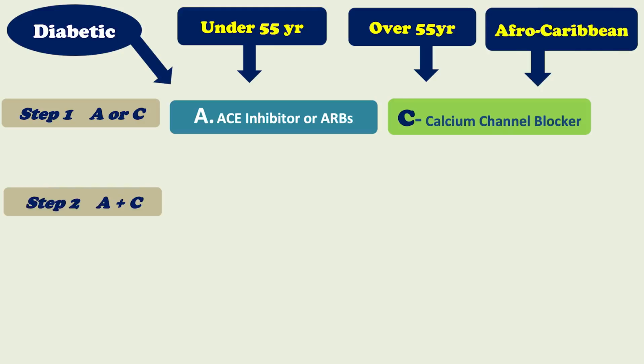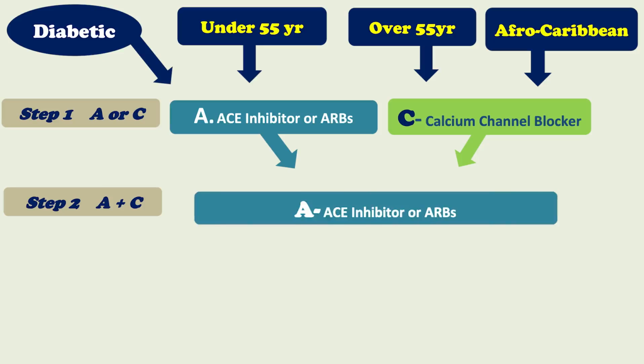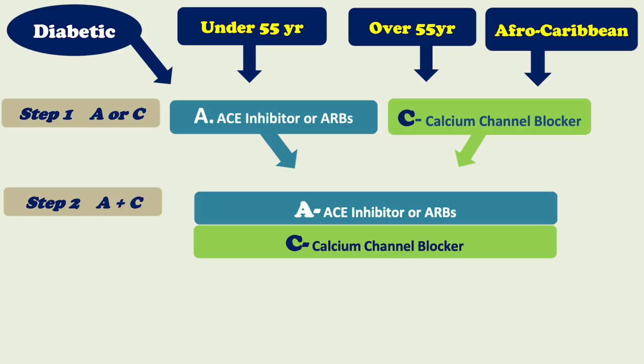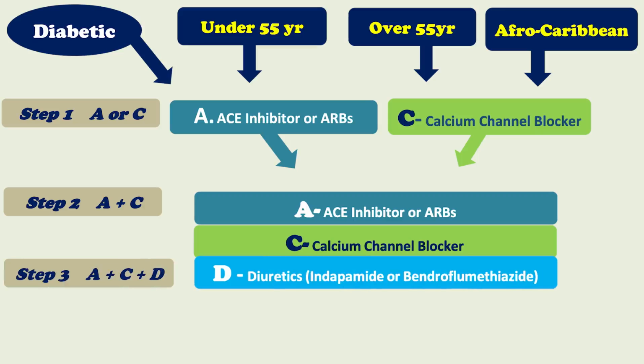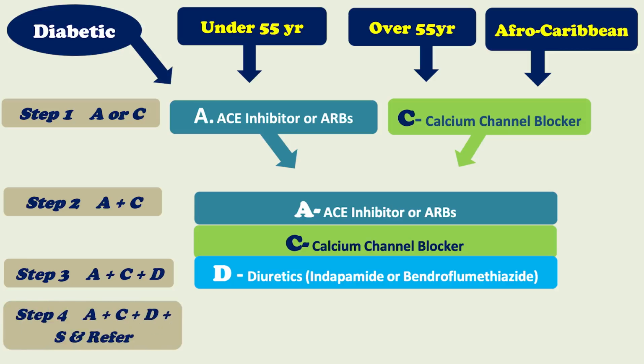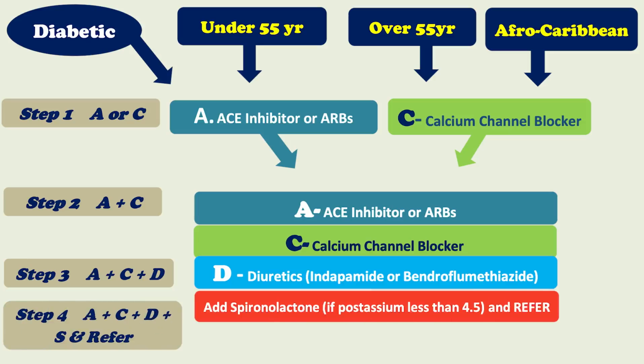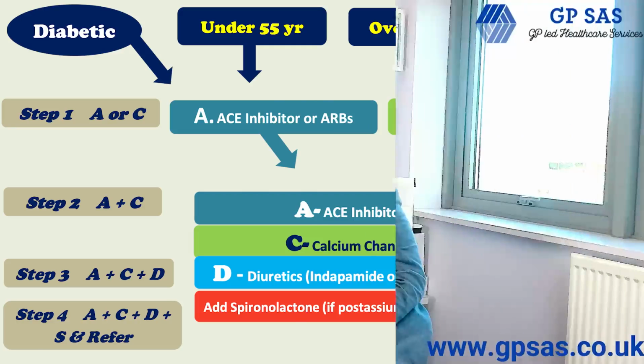If a second drug is required, you choose from the opposite group. For example, if a patient was started on ACE inhibitors or ARBs, you add on calcium channel blockers. And vice versa, if somebody was started on calcium channel blockers, you add in ACE inhibitors or ARBs. If another medication is required, you add in thiazide-like diuretics such as indapamide or bendroflumethiazide. If further treatment is required, you may choose spironolactone to be the 4th drug. At this point, your GP may consider referring you to the hospital for further investigations and to rule out any other causes for high blood pressure.